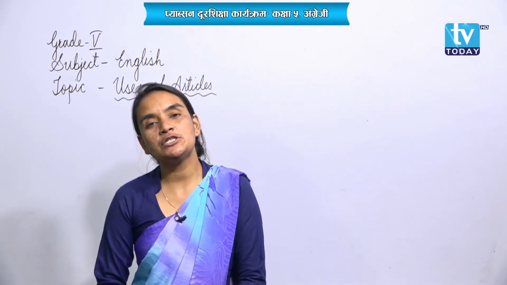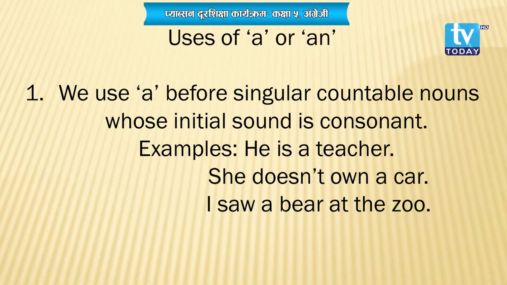Let's see the first rule to be applied for the use of a or an. The first rule is given there on your TV screen as well. We are talking about the article a only, not an. The article a is used before singular and countable nouns.